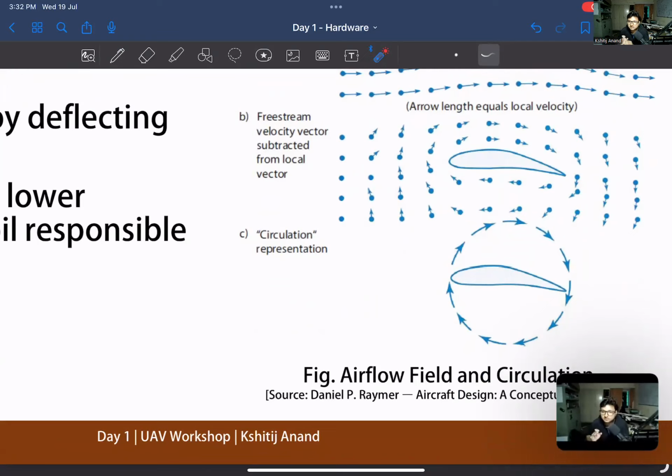So again, this topic is beyond the scope of this workshop because our focus is to jump to the practical part as quickly as we can.